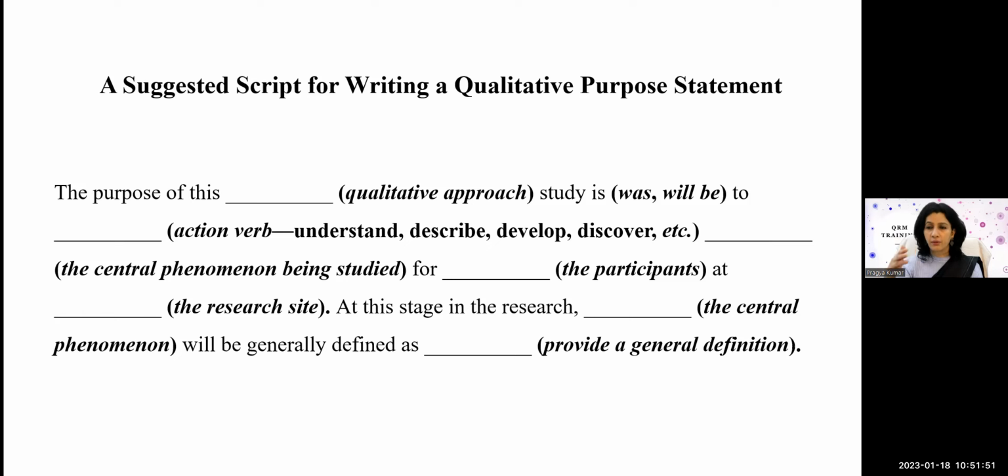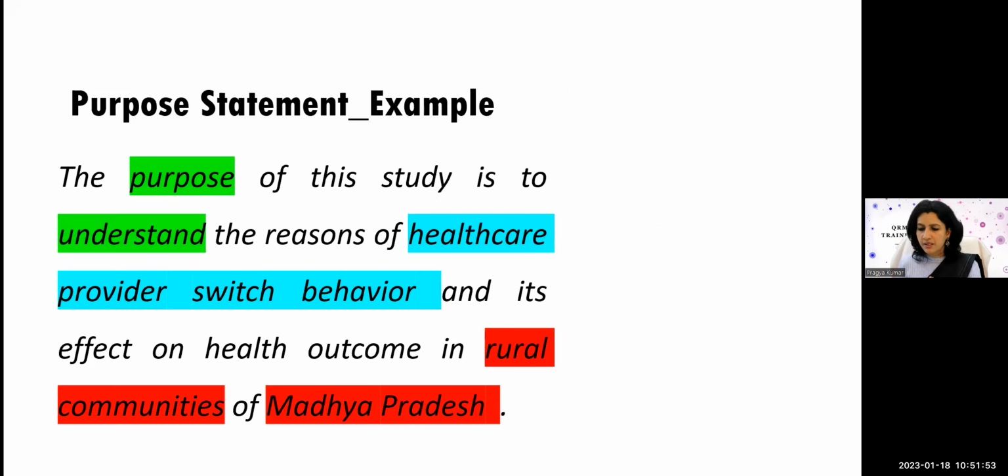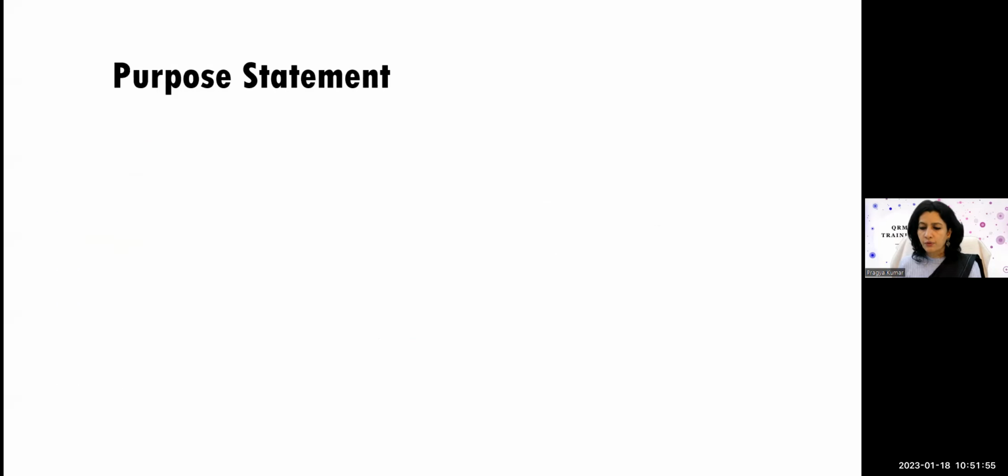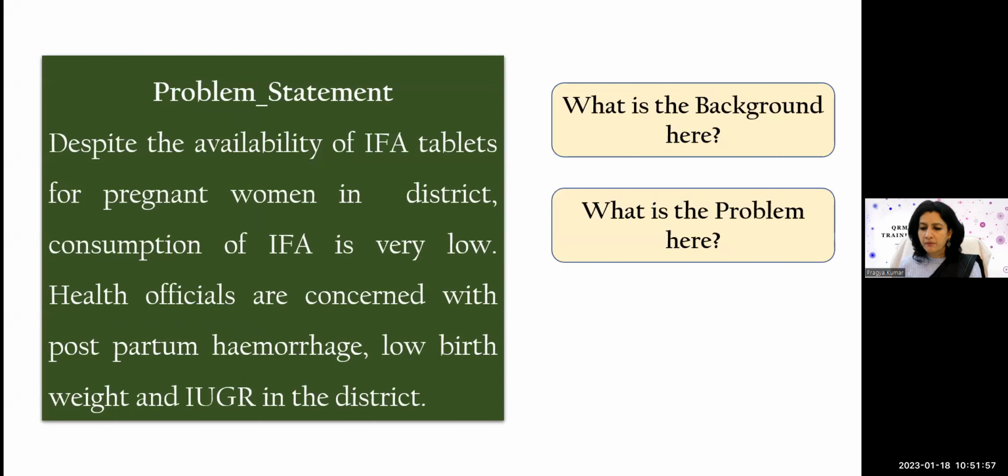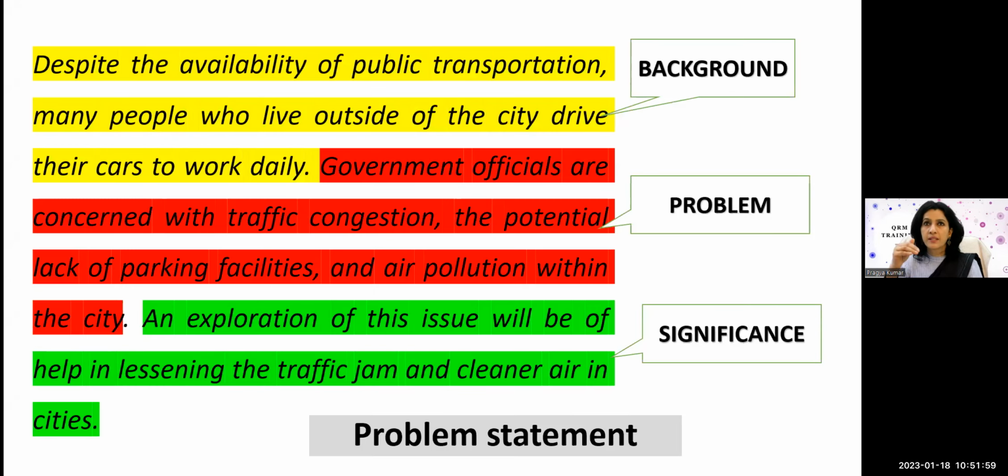Summary. Okay, summary. So again, I'll go back. You can see here I have explained the problem statement. The problem statement has three parts. It has a background, it has a problem, and your study, the exploration of your study, will help in lessening that problem, which is known as the significance.